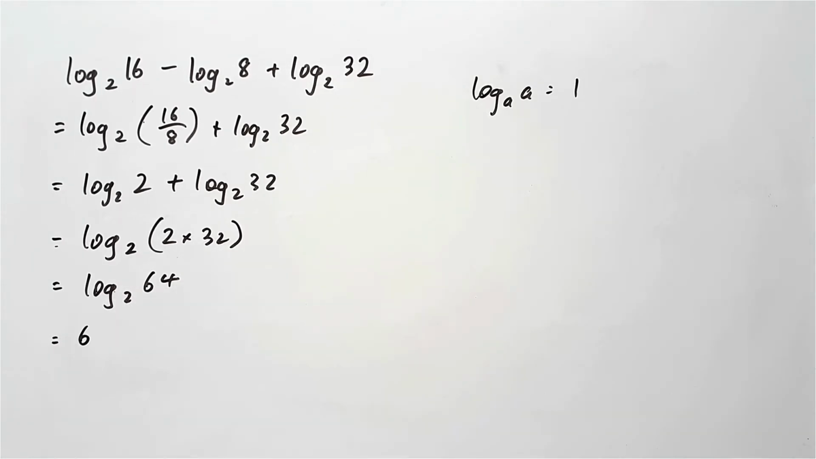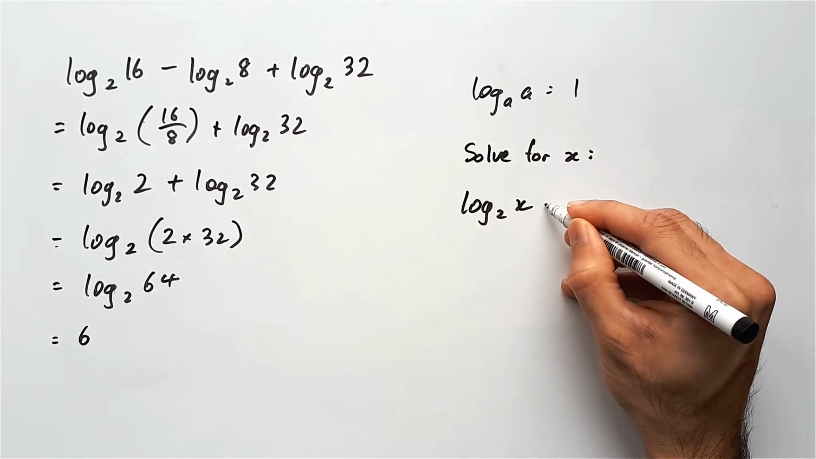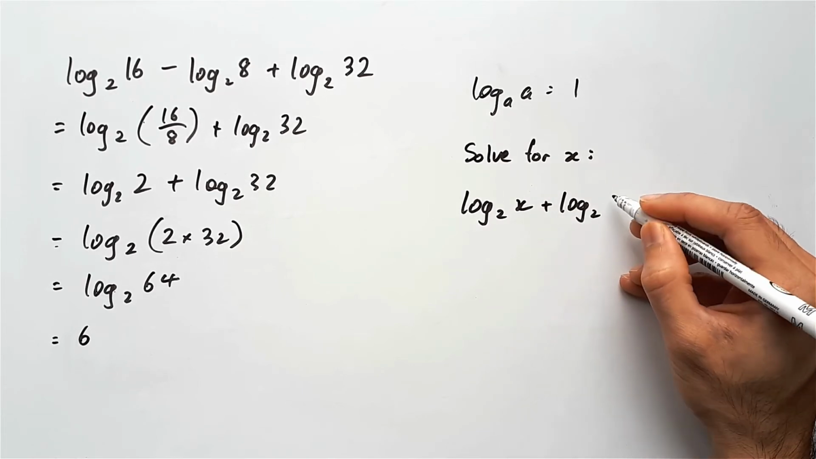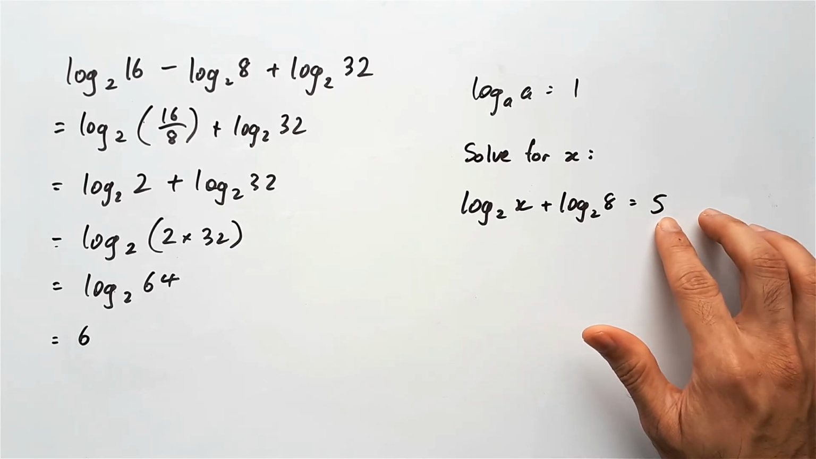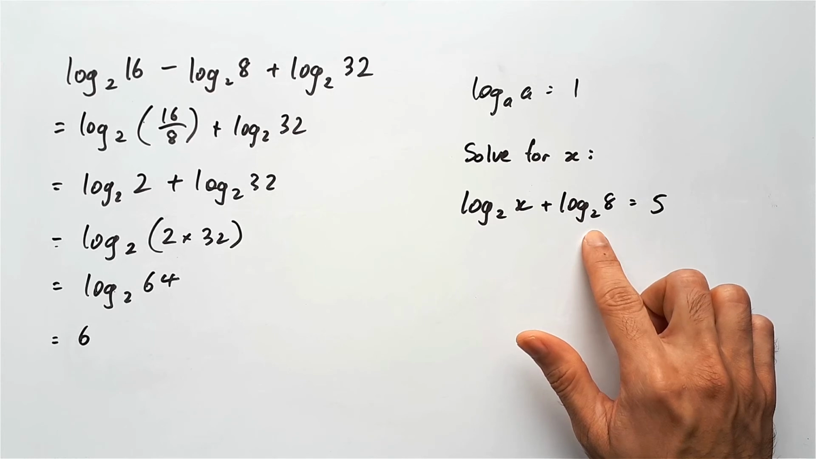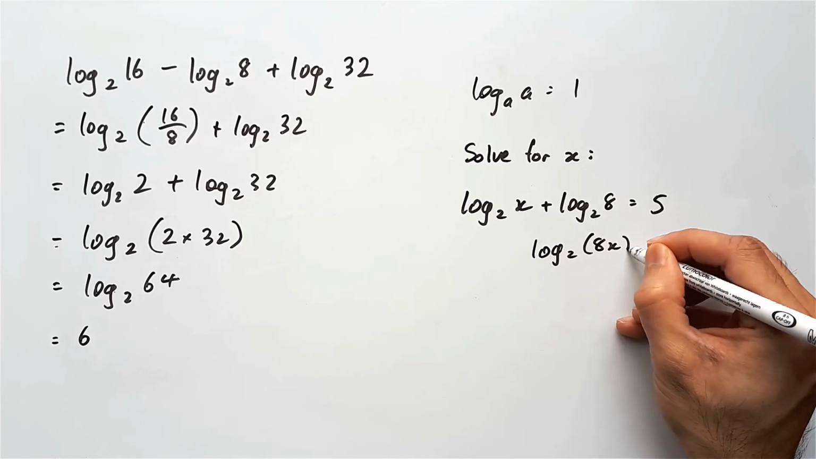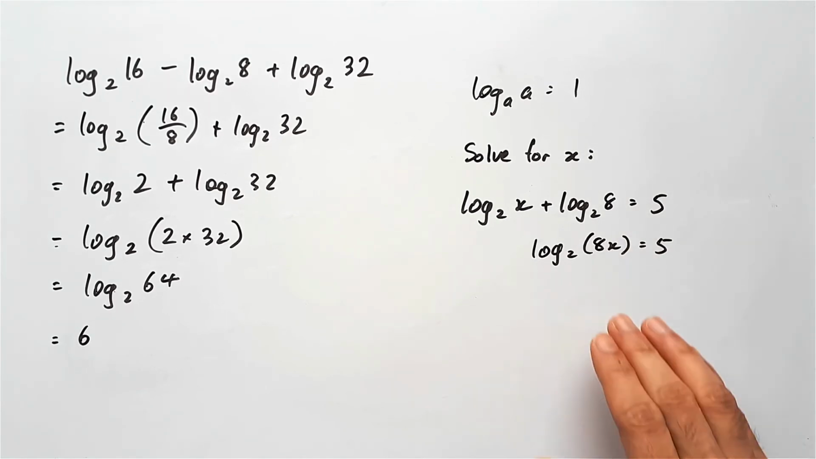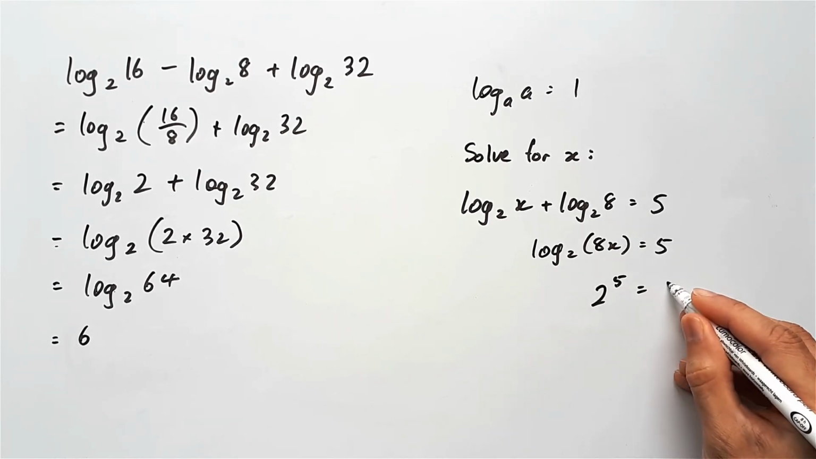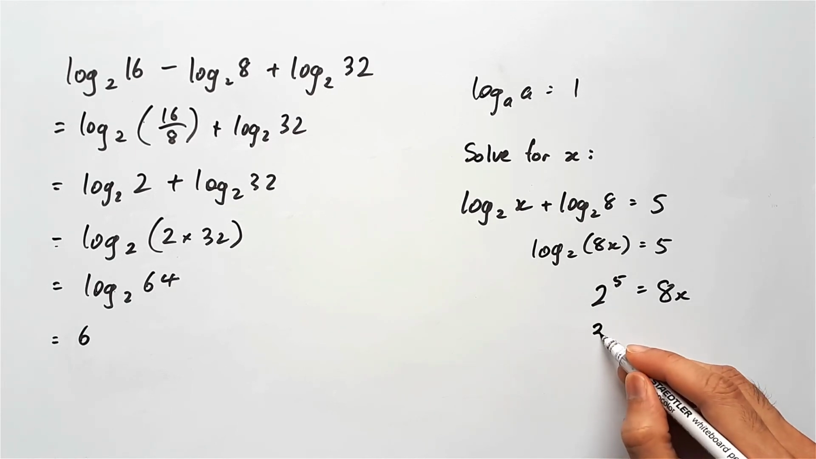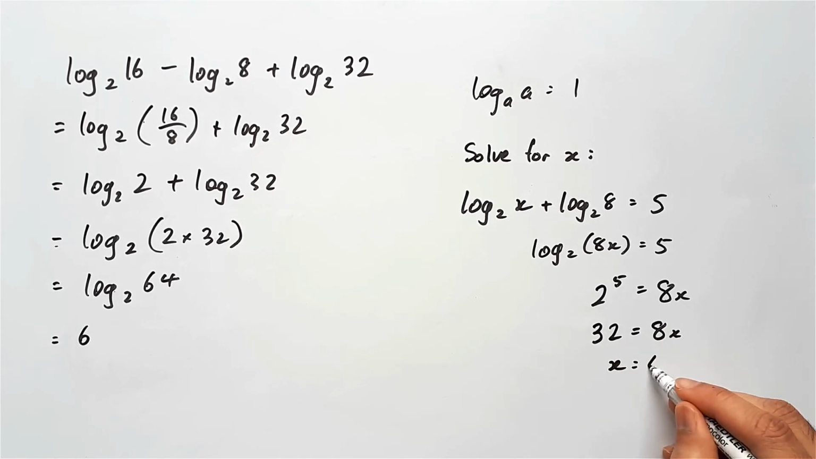Another common type of problem you might face is solving for x. So for example, if you had log base 2 of x plus log base 2 of 8 equals 5. There's not much that can be done about this 5, but these two can be merged together because of a log law. So we could say log base 2 of 8 times x equals 5. And now we can use the conceptual conversion of log into an exponential equation such that 2 to the power of 5 equals 8x, and 2 to the power of 5 is 32, meaning x would equal 32 divided by 8, which is 4.